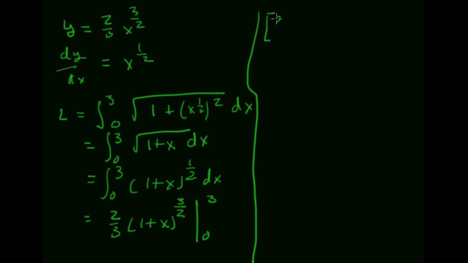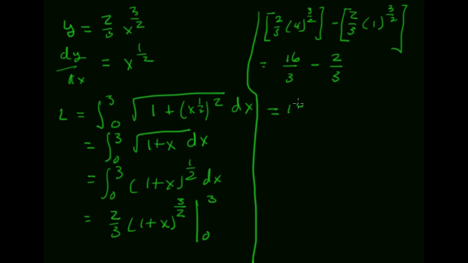That comes out as 2/3 times 4 to the 3 halves minus 2/3 times 1 to the 3 halves. So, square root of 4 is 2, cubed is 8, so this is going to be 16/3, and minus 2/3 just gives me 14/3, and that's answer C. So there you go. That's number 3.